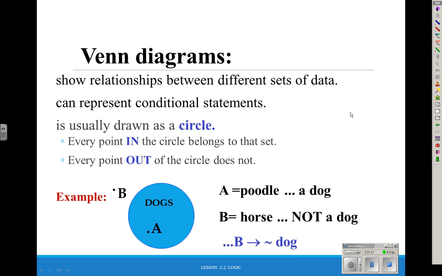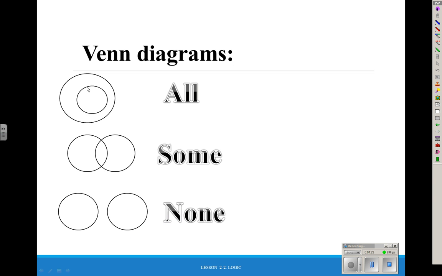When circles overlap or not overlap at all, there's different ways that you can represent it. If one circle is completely inside another circle, that means all of the inner circle's items are included in the outer circle's items. If they overlap partly but not completely, then that means you would use the word some.